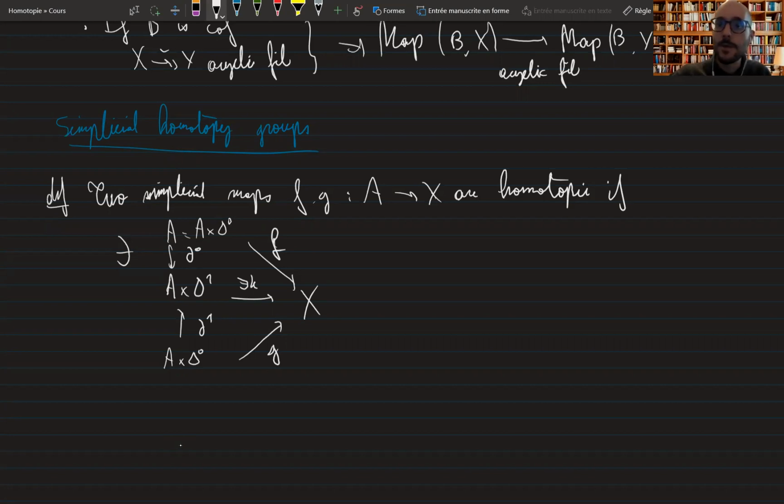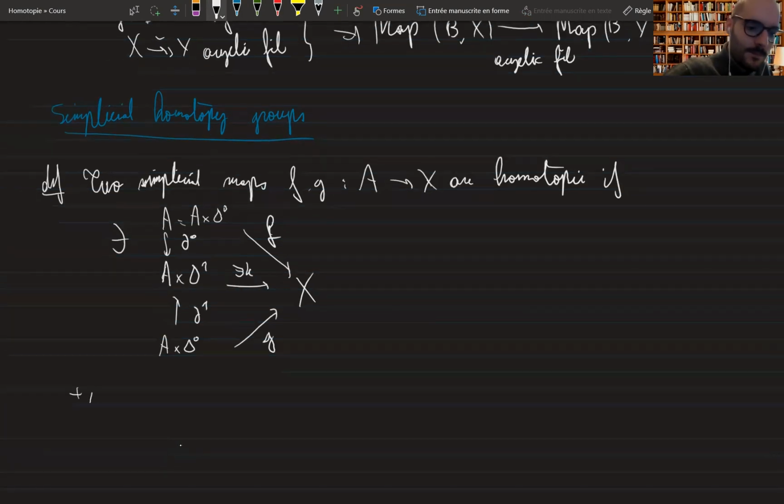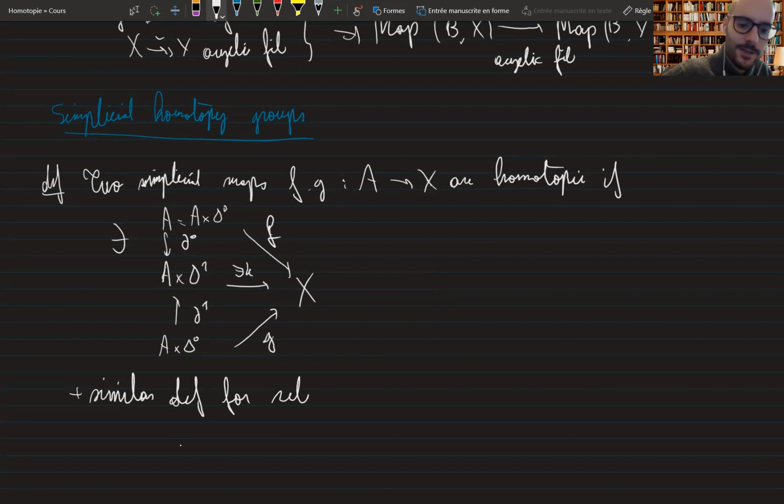So this is the notion of simplicial homotopy that you saw before. It means that you can define some h on the edge of delta 1, such that when you restrict to one of the components, you get f, and when you restrict to the other component, you get g. You could think that this is a cylinder of A. It will be, but we haven't proved yet that it's a model category, so we cannot already talk about this kind of thing. And we have a similar definition for relative homotopy.